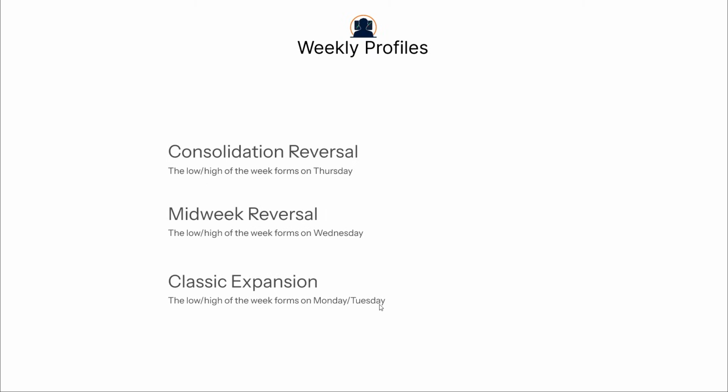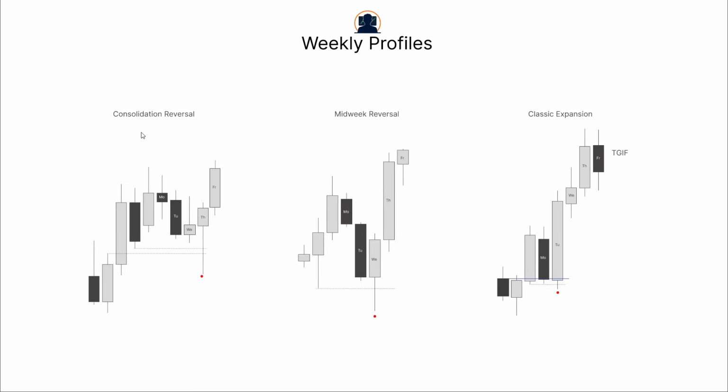So let's take a look at how this actually plays out. We have here the consolidation reversal. We know that each week will open, put its low before it can expand. And where will the low of the week form? From a key level, always.